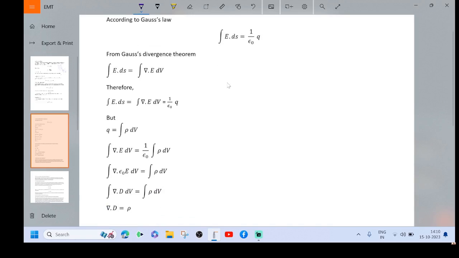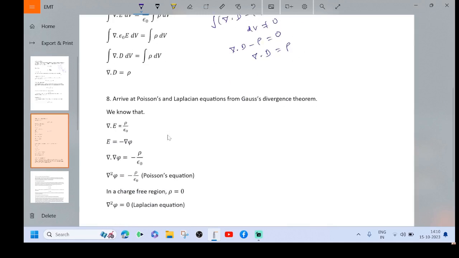But the displacement vector in vacuum is epsilon naught into E. If you cross multiply, we can get del dot epsilon naught E dv equal to integral rho dv. This is our D, displacement vector. Div D dv equal to rho dv. Integral del dot D minus rho into dv equal to 0. But dv not equal to 0, therefore div D minus rho equal to 0. From this we can write div D equal to rho. This is the differential form of Gauss law.